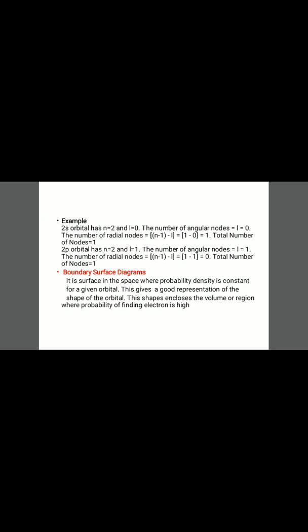Now what are boundary surface diagrams? It is a surface in space where probability density is constant for a given orbital. This gives a good representation of the shape of the orbital. This shape encloses the region where the probability of finding the electron is high.